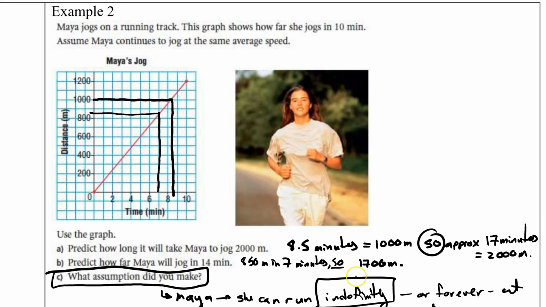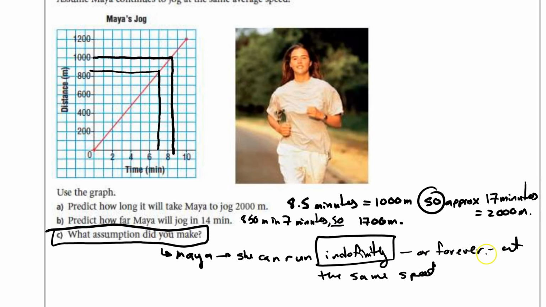Now again, we're assuming that she can run indefinitely, which means forever, at the same speed. We don't actually know if she can jog for 2,000 meters, or if she can jog for 17 minutes or 14 minutes. We just know that she can certainly jog for 10.